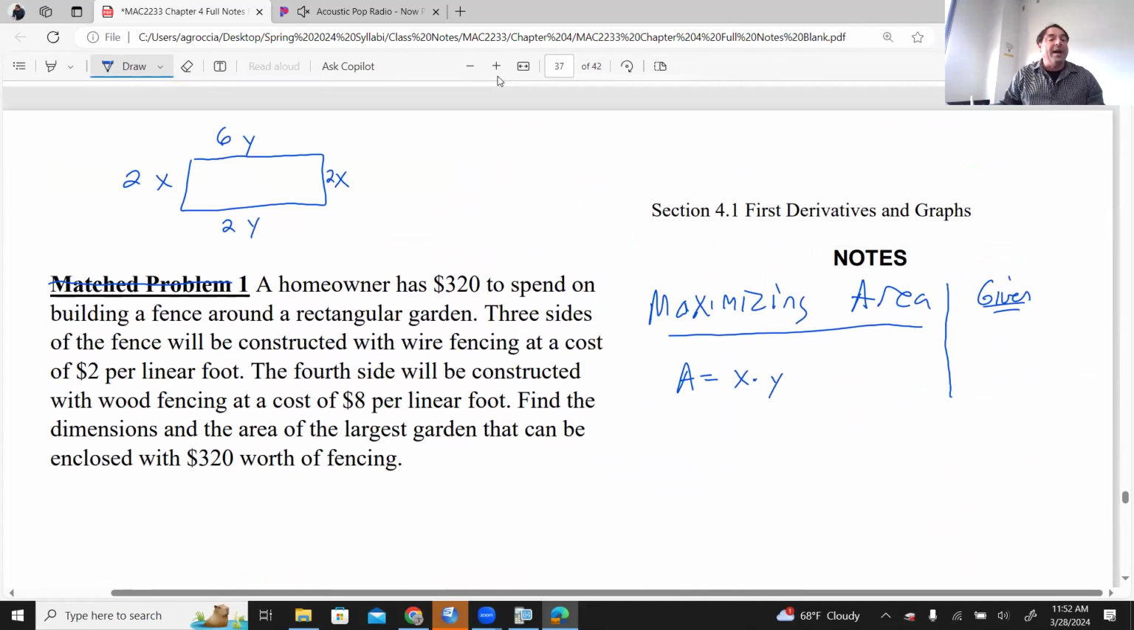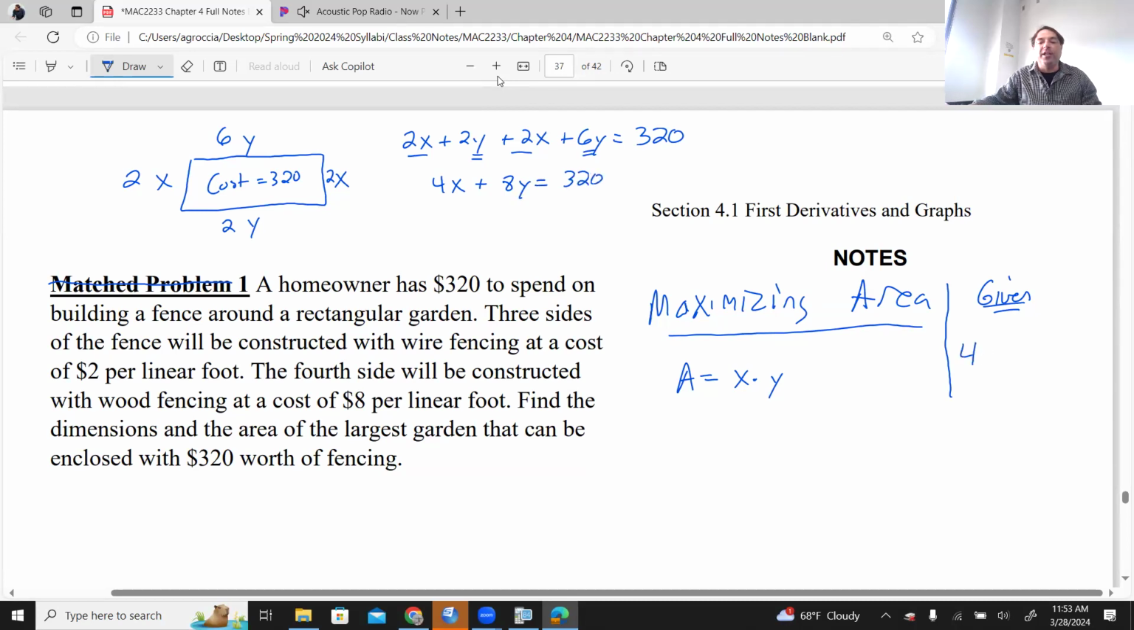Okay. Now, we know that the cost for that is $320. So the total cost is $320. So if you take 2y plus 2x plus 2y plus 2x plus 6y, that cost is going to be $320. So 2x plus 2x is 4x, 2y plus 6y is 8y, that's $320.